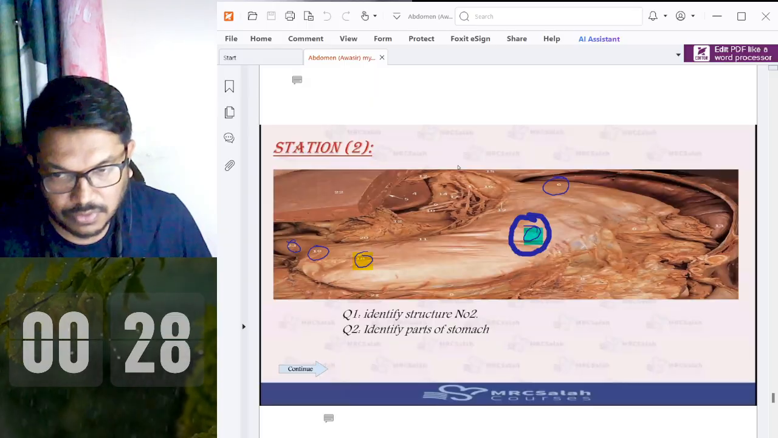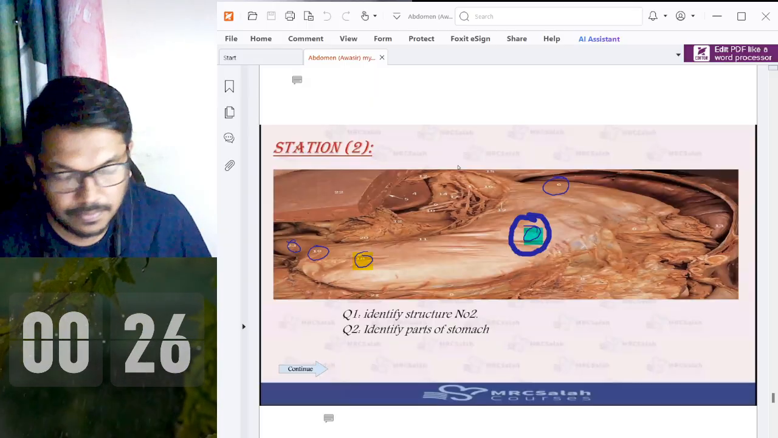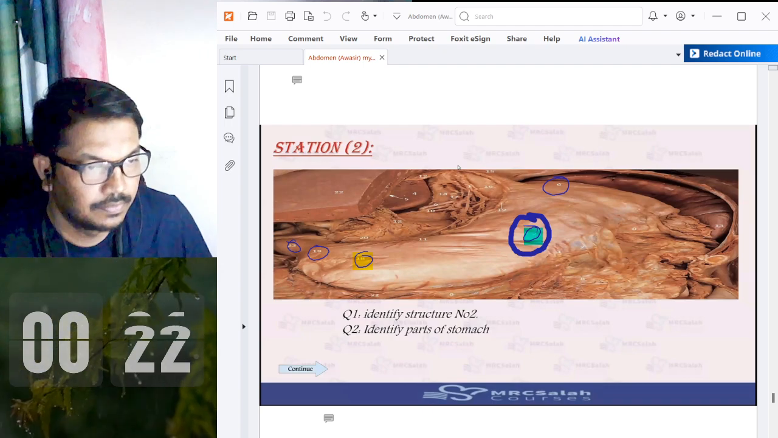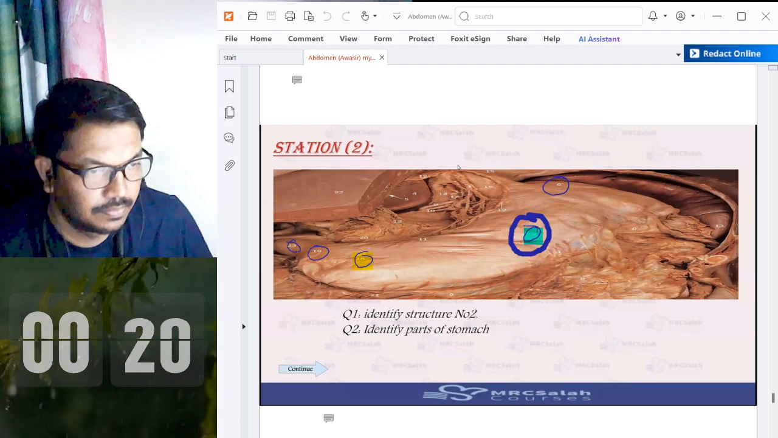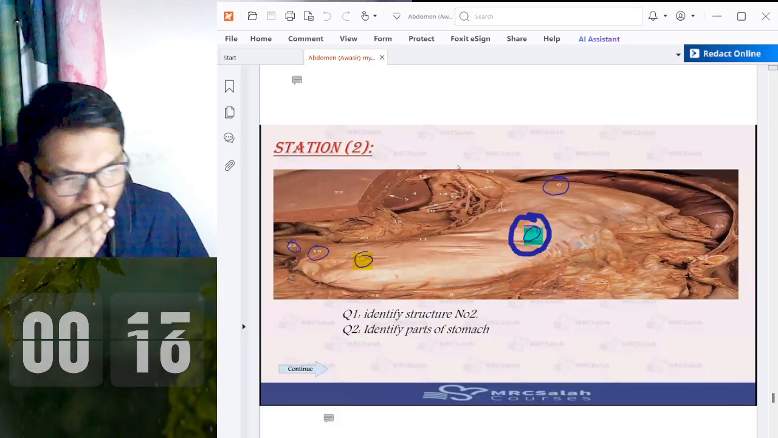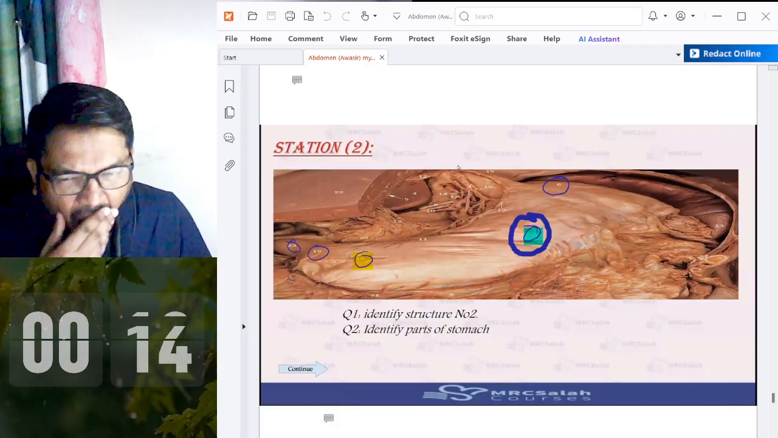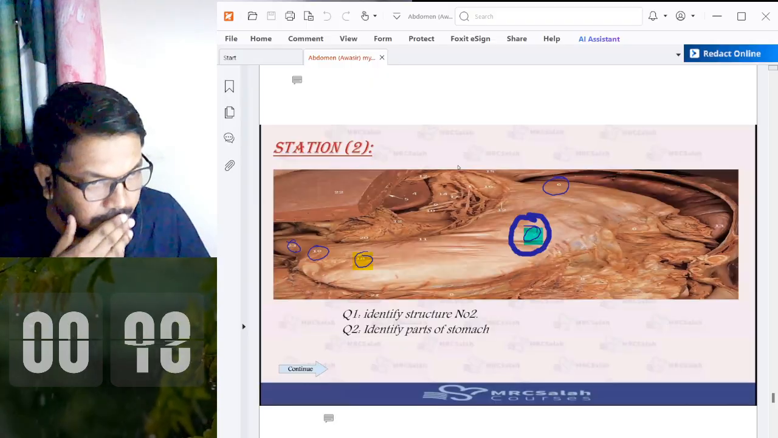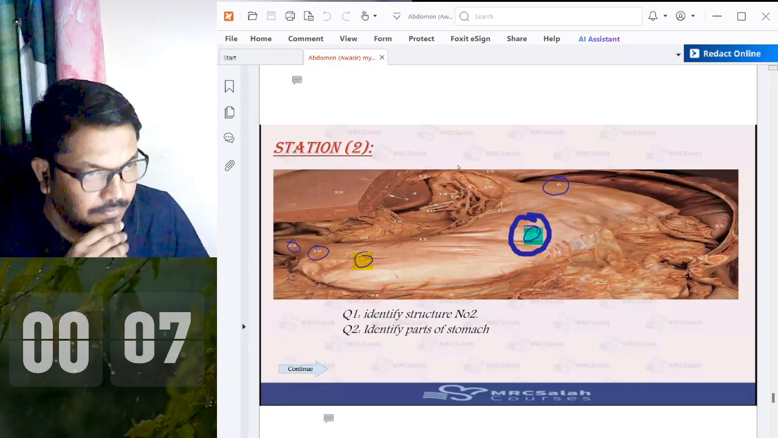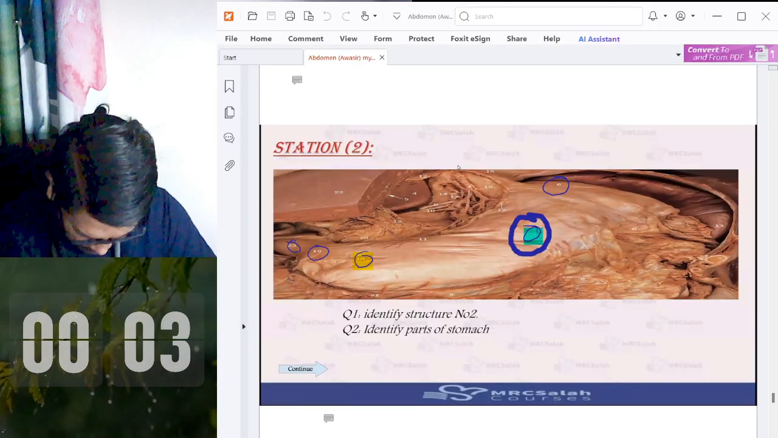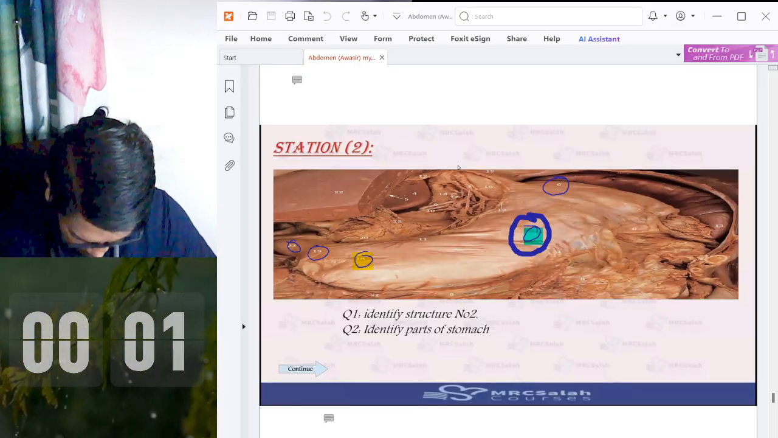Venous drainage of the stomach. So the left gastric vein and right gastric vein drain into the portal vein, and the left gastroepiploic vein drains into the splenic vein. Right gastroepiploic vein drains into the superior mesenteric vein. Short gastric vein drains into the splenic vein. Splenic vein drains into where? Splenic vein drains into the portal vein.